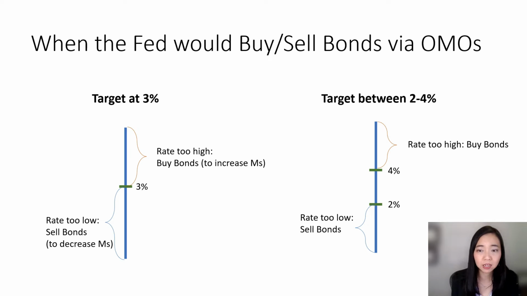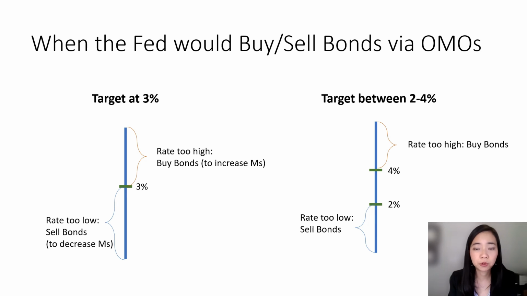whenever the federal funds rate goes above 3%, the rate is too high, and the Federal Reserve is going to buy government bonds. But if the federal funds rate falls below 3%, the rate is too low, and the Federal Reserve is going to sell government bonds and restore the federal funds rate back to 3%.